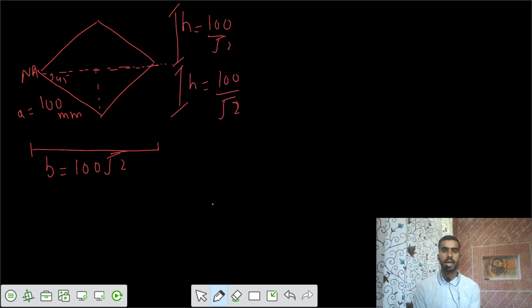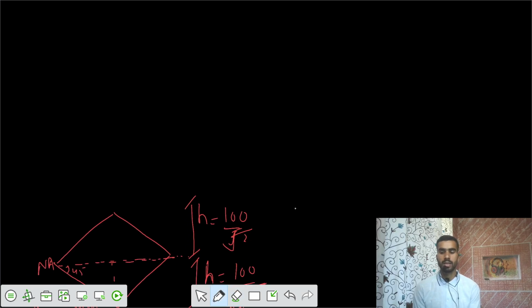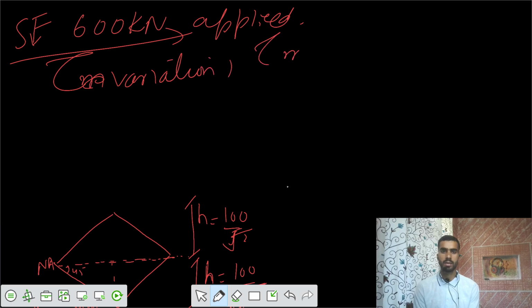Based on the derivation, I can keep those parameters in that fashion. So I would say this is h, and this is also h, 100 by root 2, and width of 100 root 2. So I got these three values. Now the question says that we have this bar, and a shear force of 600 kilonewton was applied at that cross section. So we need to find the shear stress variation and the value of tau max.